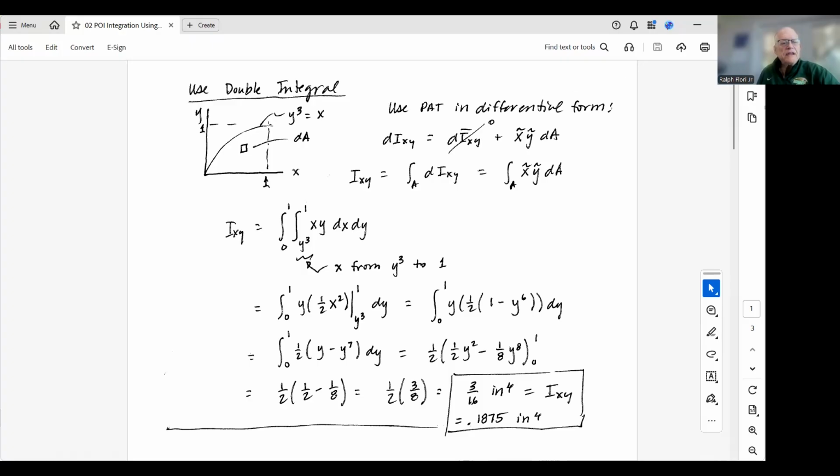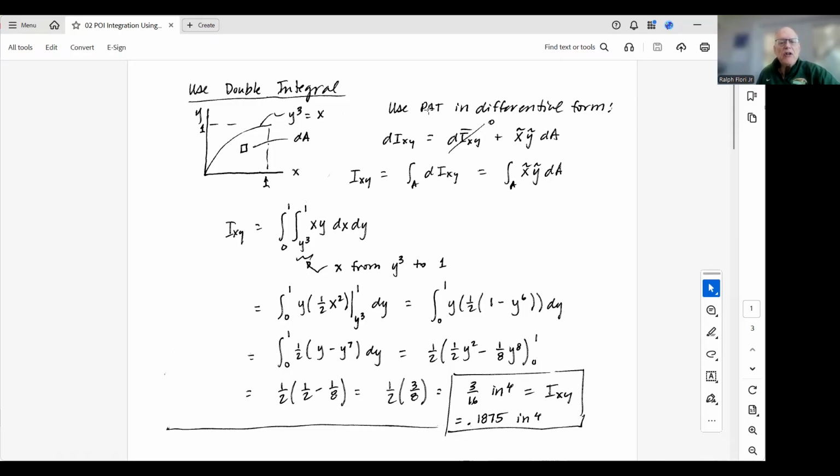And again, product of inertia by integration is more forgiving. It allows you to use any dA as long as you define your x tilde and y tilde properly. So this is a basic example of an area that's defined by y cubed equals x, a simple function. x varies from 0 to 1, y varies from 0 to 1, and our dimensions are in inches.